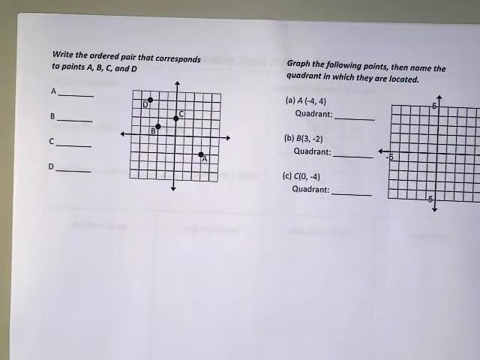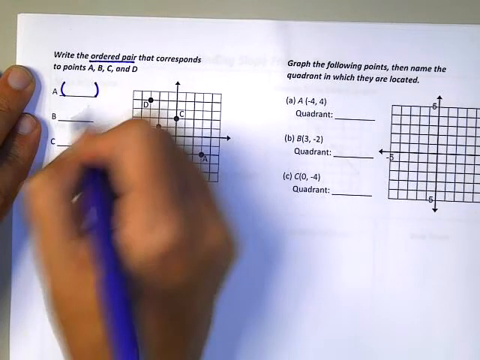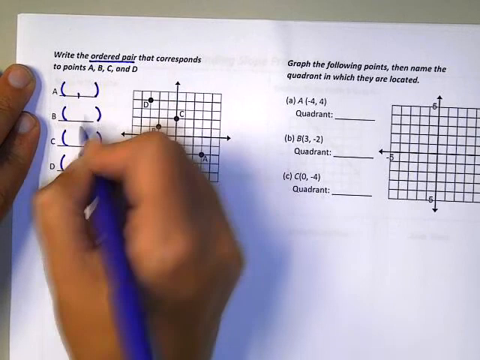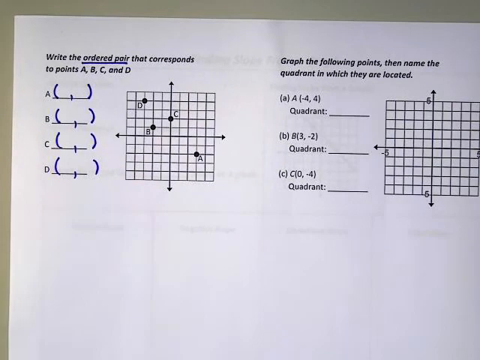The first few example problems, the directions say write the ordered pair that corresponds to the points A, B, C, and D. So we know, because it's asking us to write an ordered pair, that each one of these points is going to have two numbers that are inside of a parentheses with a comma in between. Now, it's very important to pay attention to the notation here. If you don't have a parentheses, then it's not truly an ordered pair. So make sure your notation is correct.